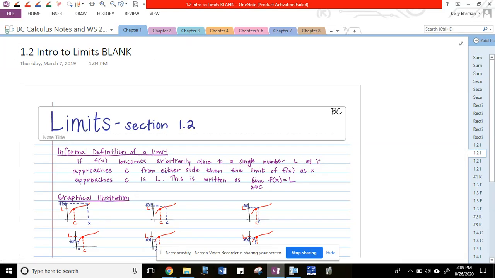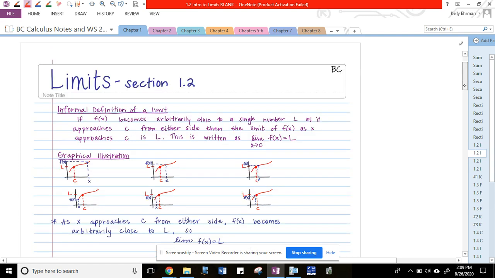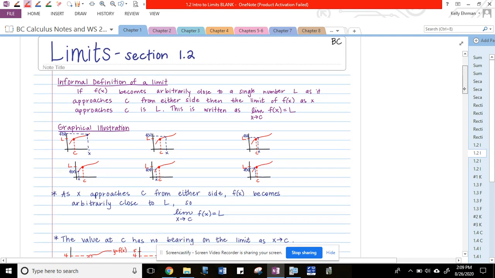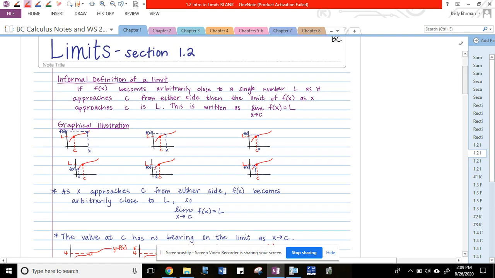Hey guys, we're going to start talking about limits, and we'll just start with an informal definition of a limit. As f of x becomes arbitrarily close to a single number, we'll call that L, as x approaches C from either side, then the limit of f of x as x approaches C is the value L. This is written as, here's our limit notation, limit as x approaches C of f of x equals L.